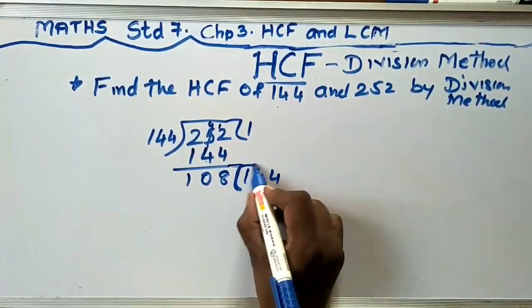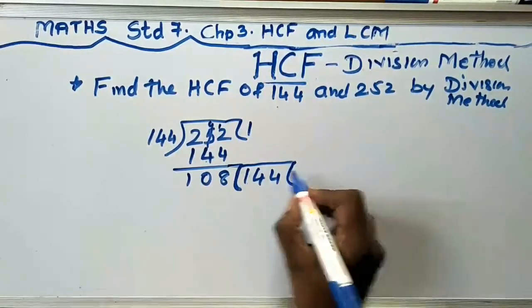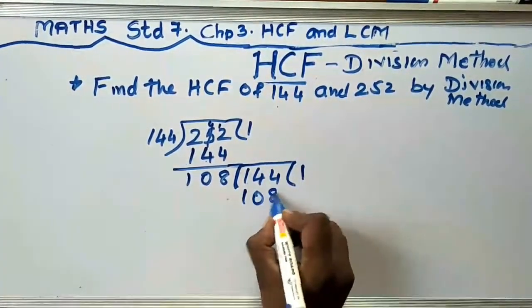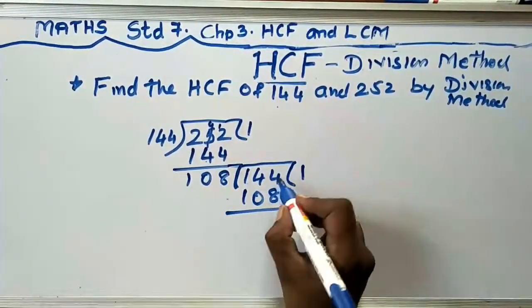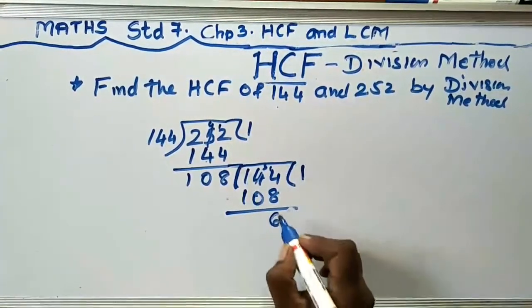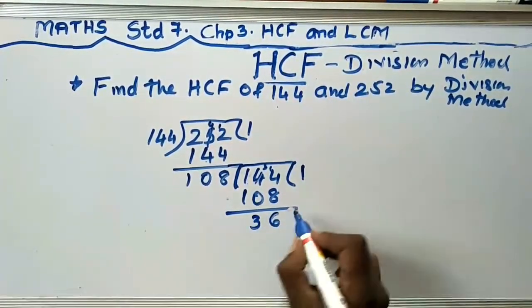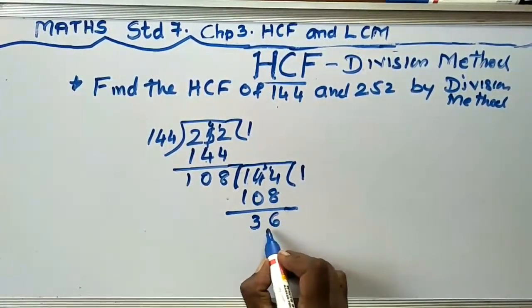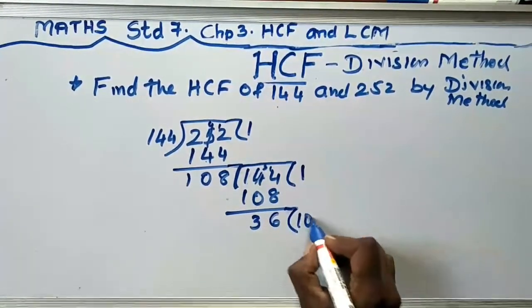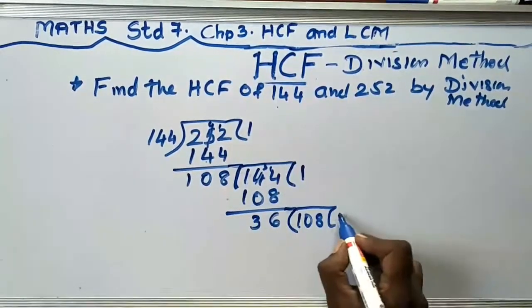So I'll take 108. Ones are 108. Subtract it. So here 3 times 14. So you get 6 here and here get 36. Now you have to divide this 108 by 36. Again 108, I extend it.